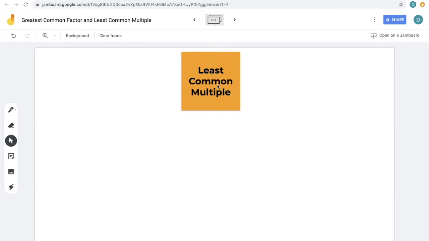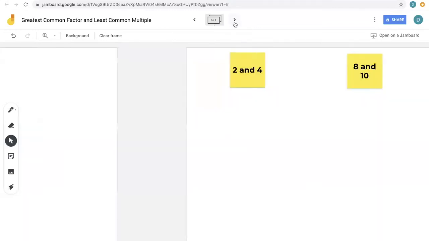Common, again, is the same as in greatest common factor. It's a multiple that is the same for 2 different numbers. And then least, this time, means the smallest, as opposed to least important or the worst. It doesn't mean that. It just means the smallest. So smallest common multiple, that's what we're looking for. So let's go into how to do this.